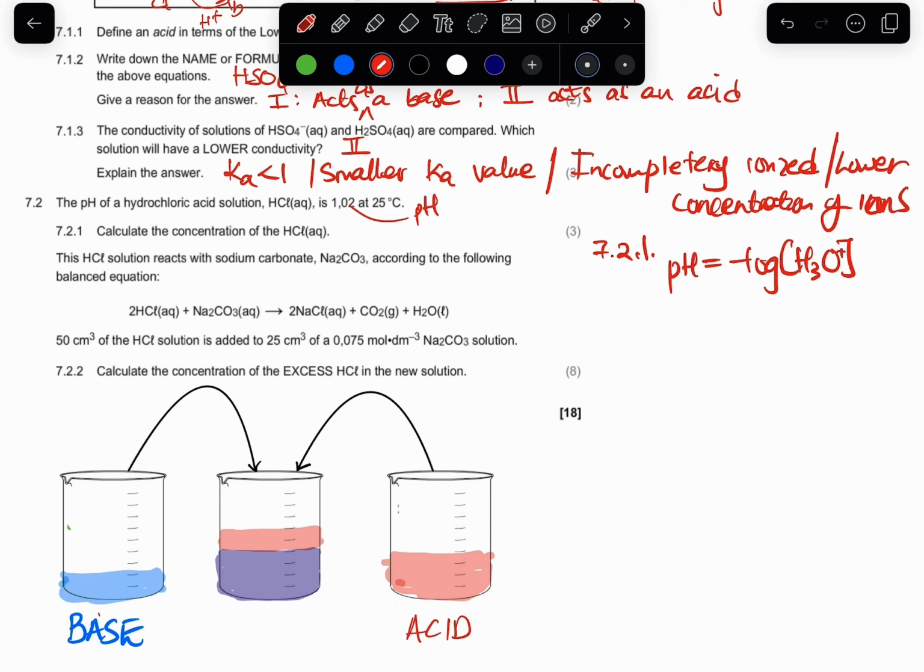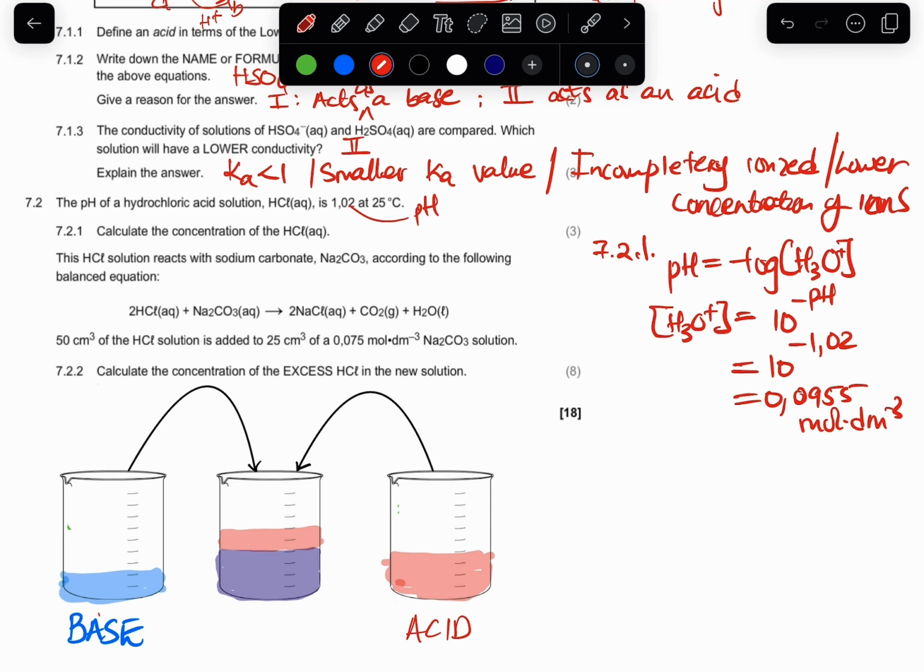So we'll say the concentration of hydronium ion is equal to the antilog. That's how you do the antilog when you have a pH and want the concentration of hydronium ion. So it's going to be 10 to the power negative 1.02, so that it will be 0.0955 mole per dm3. Remember, that's the concentration. You mustn't forget the units.